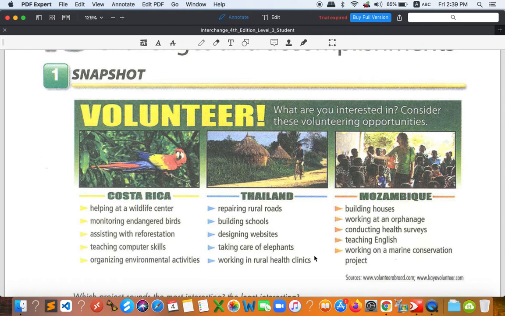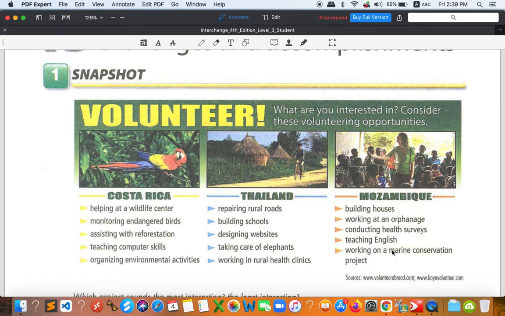Okay, now let's move on to Mozambique, building houses, working at an orphanage. Orphanage is a home for children who do not have parents or whose parents cannot care for them. Okay, that's orphanage. We usually say orphanage center. Conducting health surveys. Conduct means organize or do something for the study. Teaching English. Yeah, you can try that.